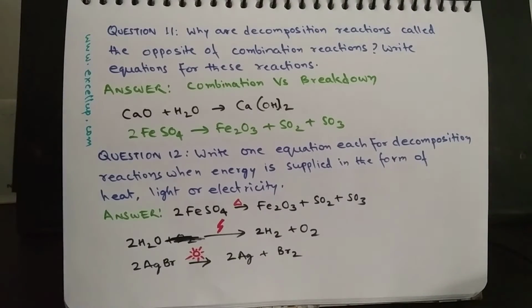Question 11. Why are decomposition reactions called the opposite of combination reactions? Write equations for these reactions. The answer is pretty simple and obvious: in a combination reaction, 2 or more items combine to make one item or one molecule or one compound, whatever you say. In a decomposition reaction, one molecule breaks down to give 2 molecules, or maybe one molecule and an element, or 2 substances. So let us take these examples.